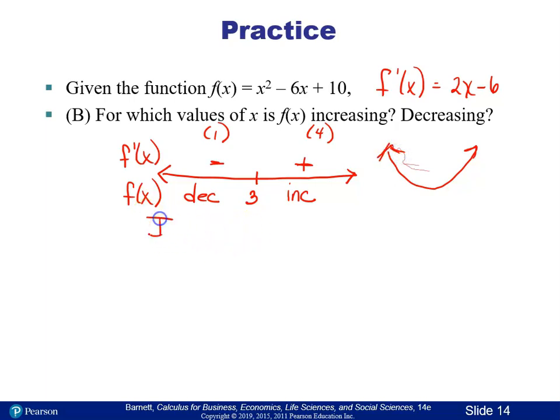As far as always finishing up the problem, interpret the graph literally. So it increases from 3 to infinity and it decreases from negative infinity to 3.